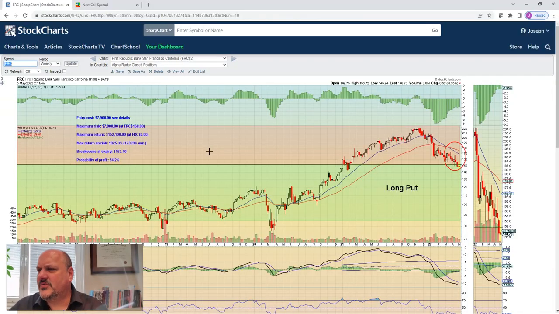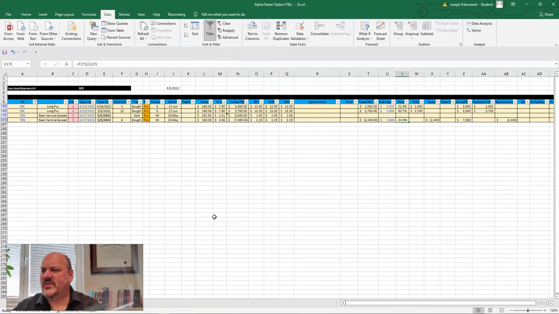This is First Republic Bank, San Francisco, FRC. I went long the puts here. It's been having a rough time. This is the weekly chart, so the past couple of weeks it's been down. So I decided to take some profits today. If we take a look at FRC, what did I do here? This is the top two here.